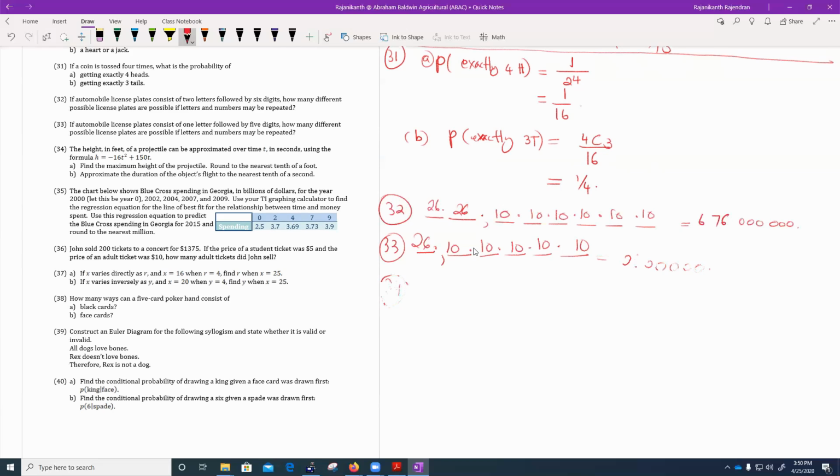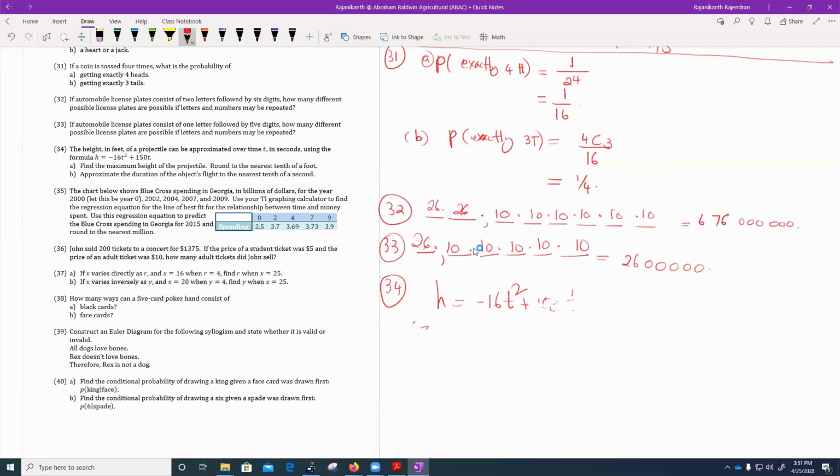The height in feet of a projectile can be approximated over time t in seconds using the formula. So you are given the height formula, right? When you throw an object, the height is given by negative 16 t squared plus 150 t. T is the time taken for the object at that particular instance.